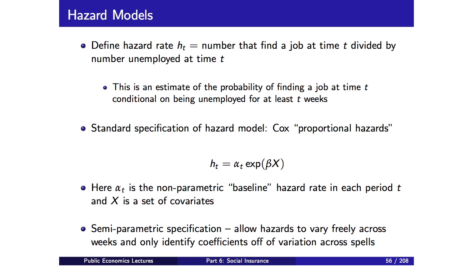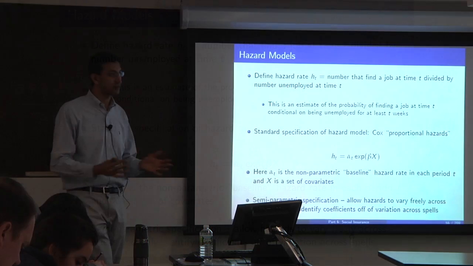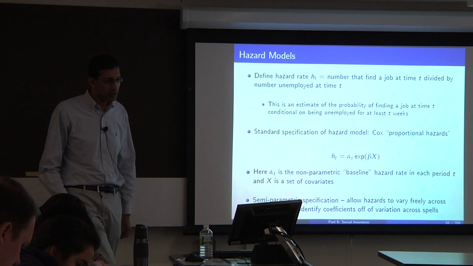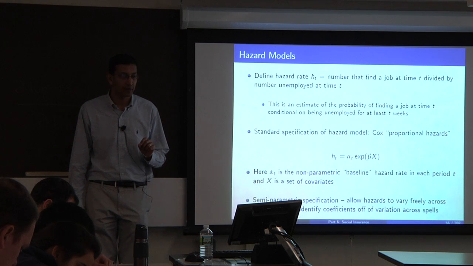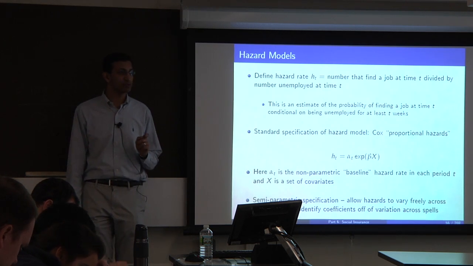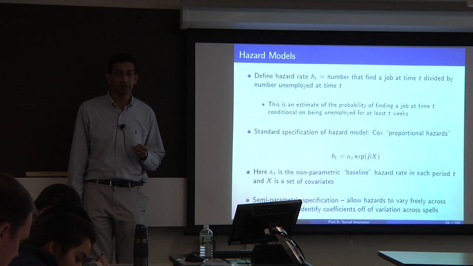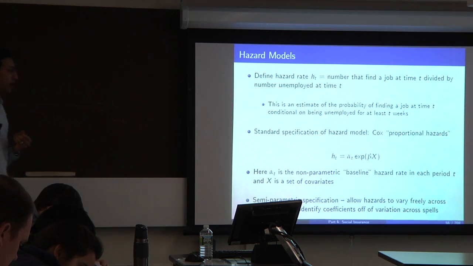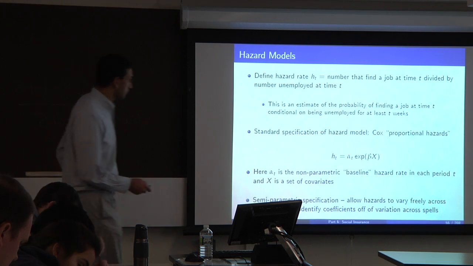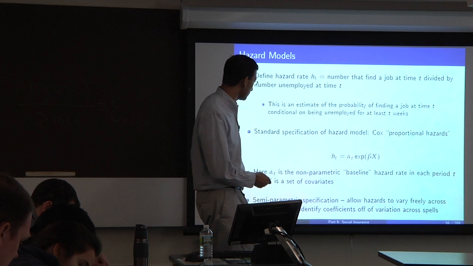And you can see because H_t is going to vary over the spell, and we're going to model how H_t varies with B, we can get a full picture of how the unemployment benefit system is affecting search behavior at these different weeks. So there are many ways in which you might think about modeling H_t. The most common specification that's used in literature is what's called a Cox proportional hazards model, which is a semi-parametric hazard model. So here's the functional form that's used in a Cox model.